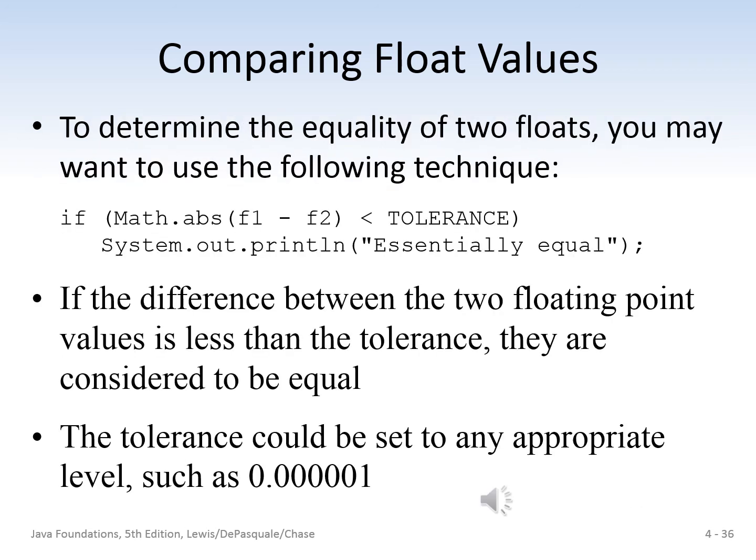So here's one way of doing this. To determine the equality of 2 floats, you may want to use the following technique. So we're going to have a tolerance, and if we subtract the 2 and the absolute value of the difference is less than the tolerance, they may be considered essentially equal.